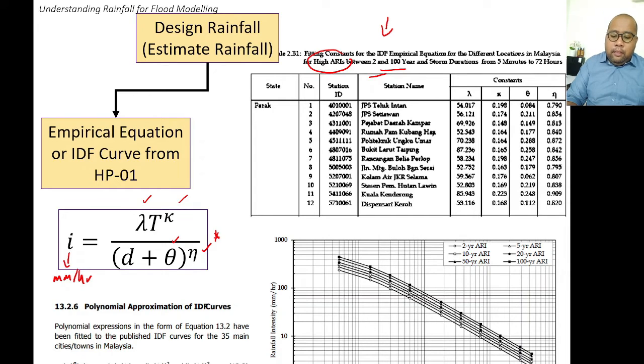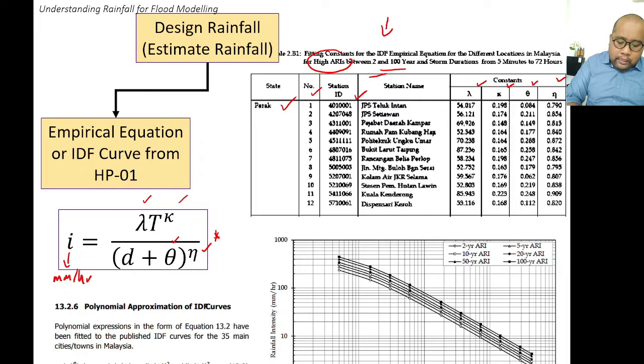For example, in this table, you can see the first column is the state, the second column is the number of stations, the third column is the station ID, and the fourth is the station name. So they list all the stations available in Perak. You have JPS Teluk Intan, until Dispensary Keroh, sorry if I pronounce it wrong. And in the last columns you can see the fitting constants. So you just take the constants that represent the station that you want to estimate the rainfall for.